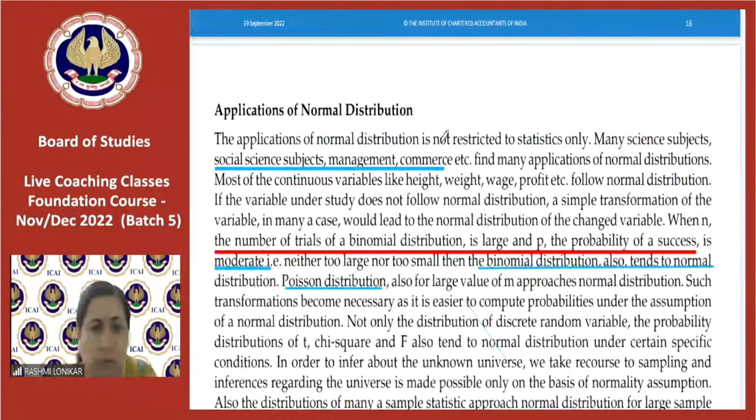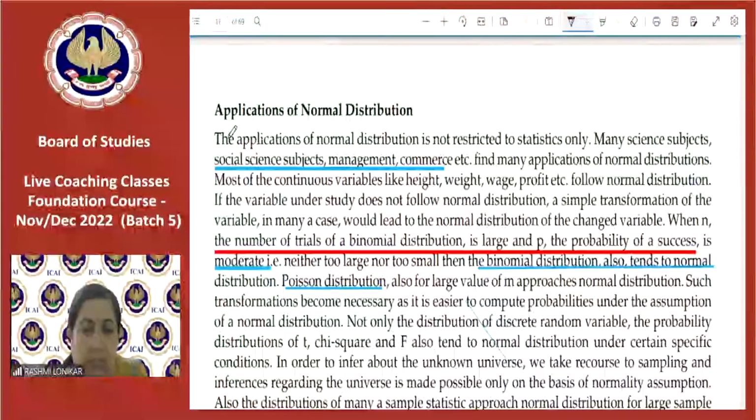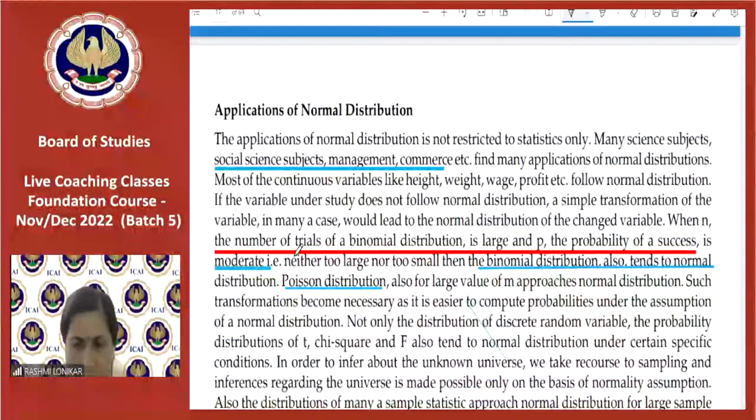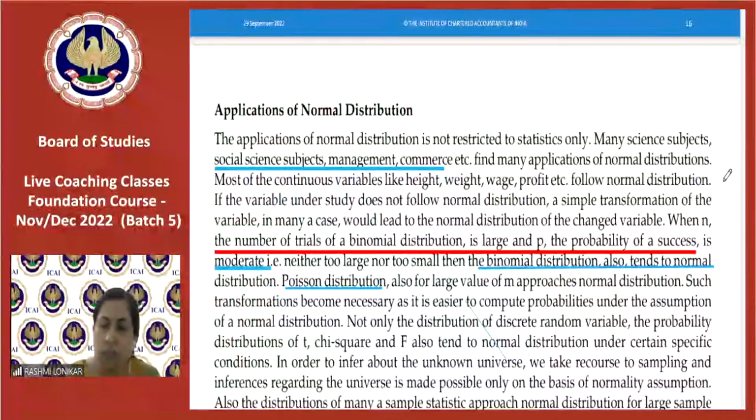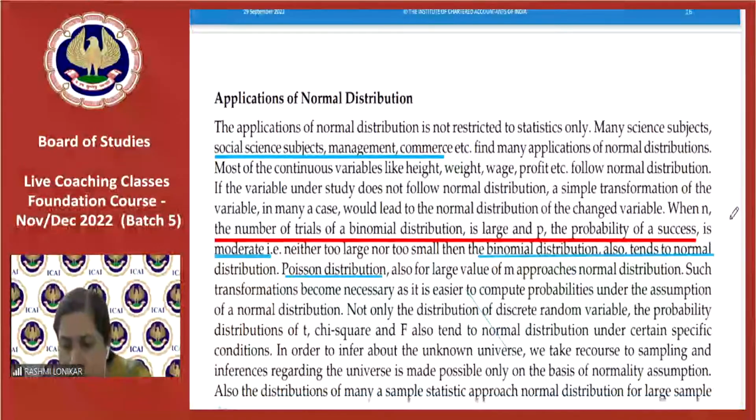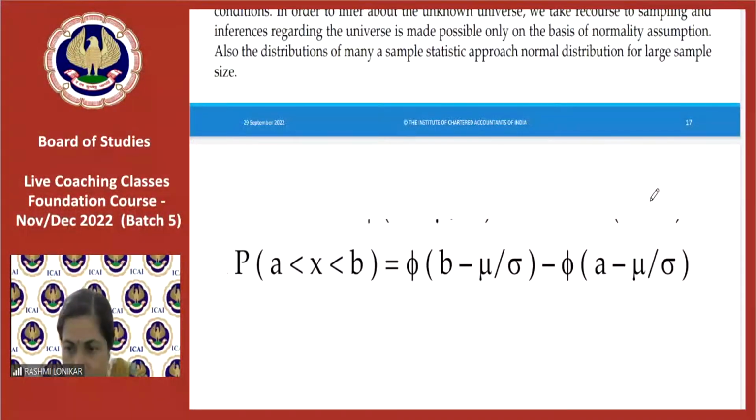Now, where do we use it? Normal distribution is not only used in statistics, it is also used in social science subjects, management, commerce, etc. When the number of trials of a binomial is large and p, the probability of success, is moderate, that is neither too large nor too small, then the binomial also tends to normal. Okay, so this is the approximation. This you can get from theory. Okay.